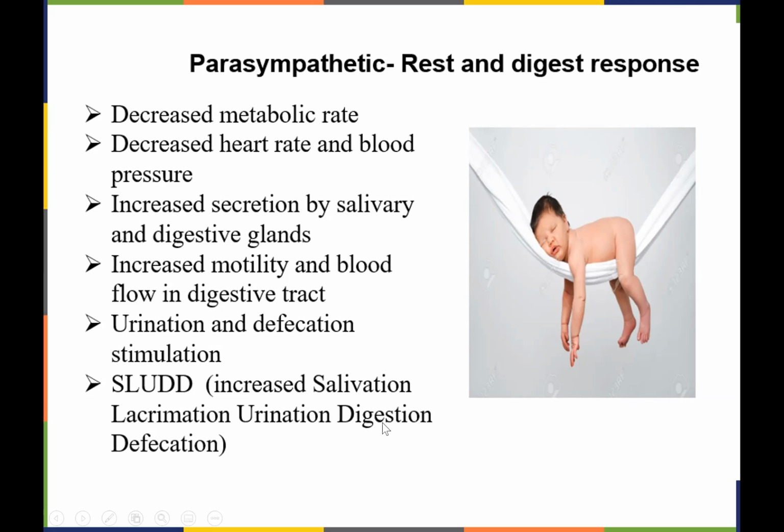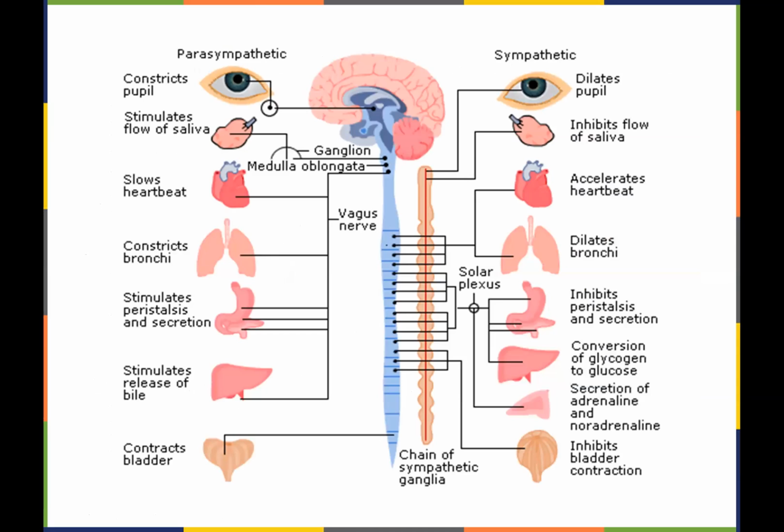So the acronym for this is SLUDD, S-L-U-D-D: increased salivation, lacrimation, your tear ducts. That's why you can see tears in your eyes sometimes. Increased urination, digestion, and defecation. So parasympathetic is the opposite of sympathetic. You are calm. So we'll see the anatomy and the physiology of it.